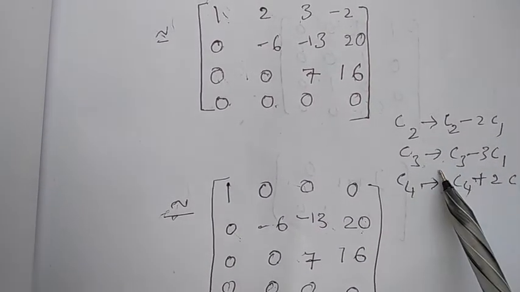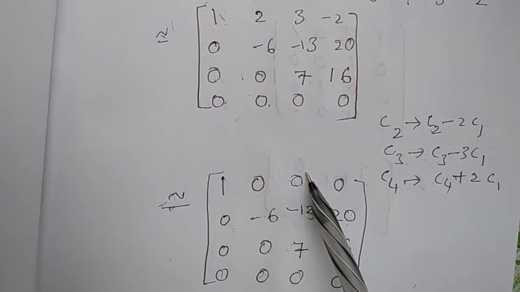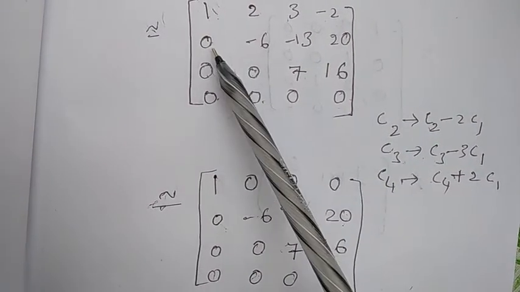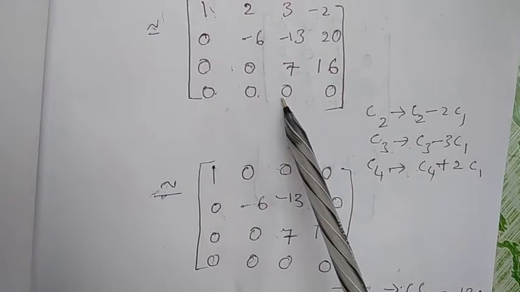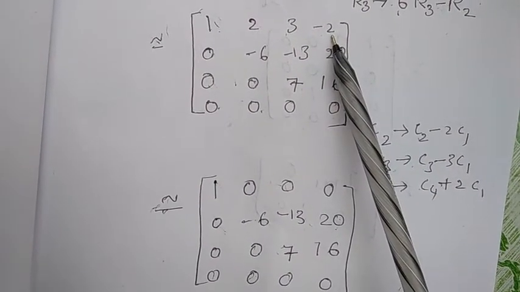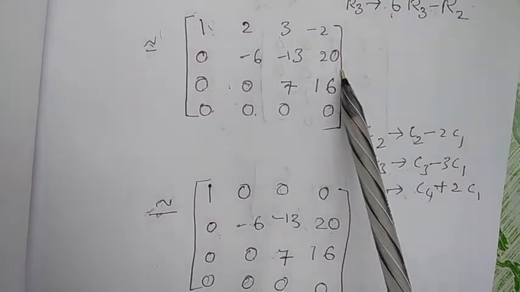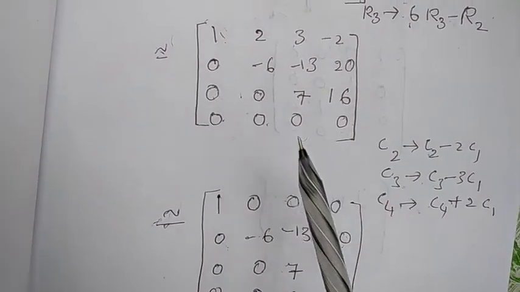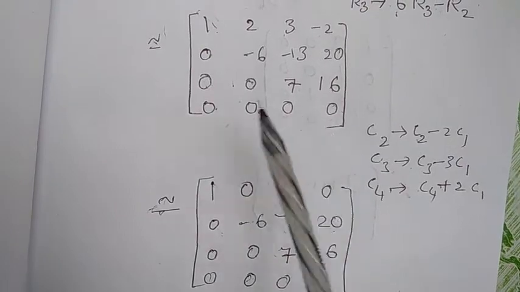Now the operation C3 changes to C3 minus 3C1. 3 minus 3 into 1 is 3, 3 minus 3 is 0. 13 minus 3 into 0 is 13. 7 minus 3 into 0 is 7. 0 minus 3 into 0 is 0. Now C4 changes to C4 plus 2C1. Minus 2 plus 2 into 1 is plus 2, so minus 2 plus 2 becomes 0. Then 20 minus 2 into 0 plus 2 into 0 is 20 only. 16 plus 2 into 0 is 16 only. 0 plus 2 into 0 is 0 only.